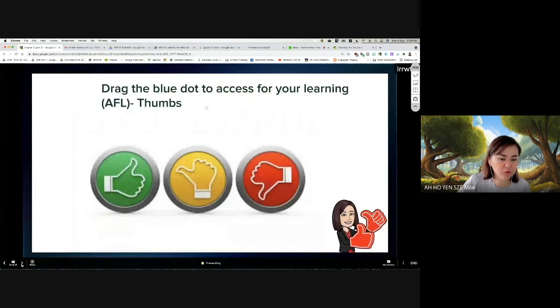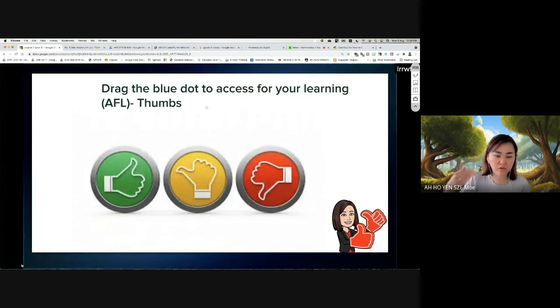Okay, so please show me your thumbs, whether you can understand today's lesson or not. The 3 have already covered 3 learning standards. Show me your thumbs. Still got sideways or not? Okay, horizontal. Nasrin still cannot use the formula.